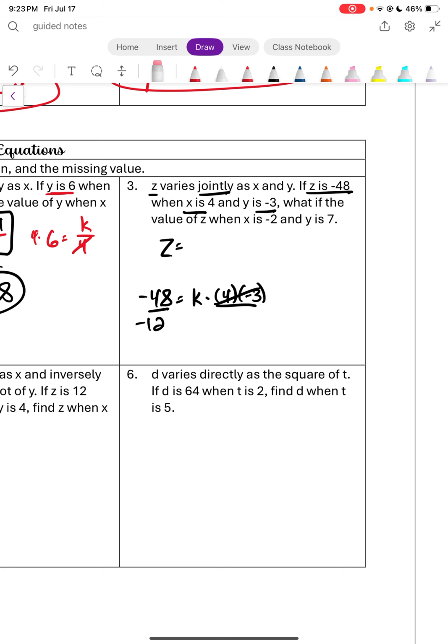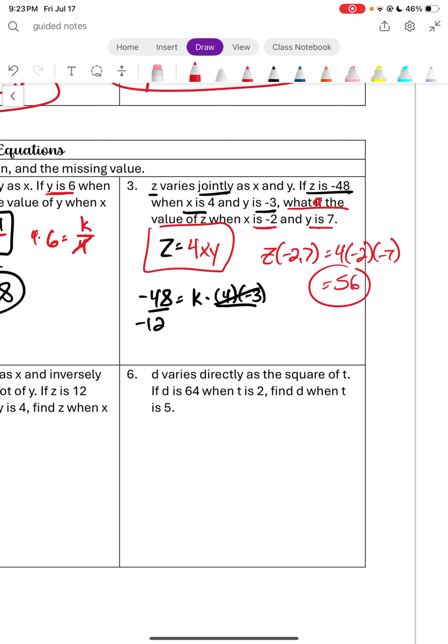So I'm going to rewrite this. So z equals 4xy. That's your variation equation, your joint variation equation. Then they're going to say what is, and I believe I misspelled there, what is the value of z when x is negative 2 and y is 7? So we're looking for, you can write it as z of negative 2, 7. So you're going to do 4 times negative 2 times 7, which gives you a value of negative 56.